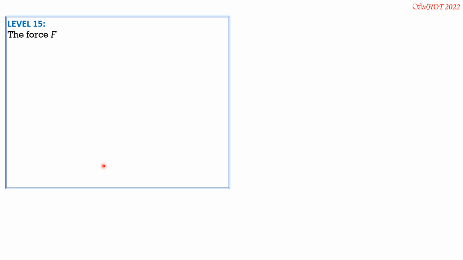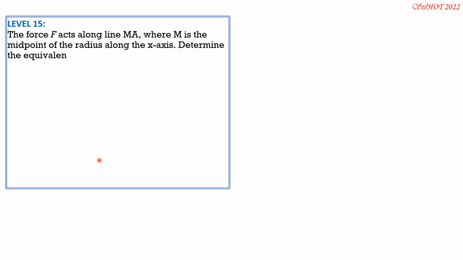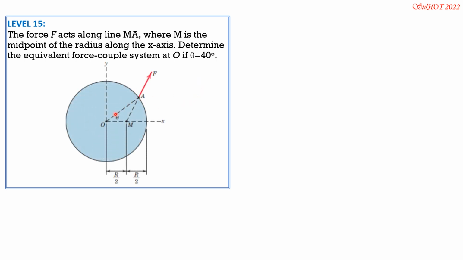So level 15 problem: the force F acts along line MA where M is the midpoint of the radius along the x-axis. Determine the equivalent force couple system at O if theta is 40 degrees. So here is the given figure, theta is 40 degrees.